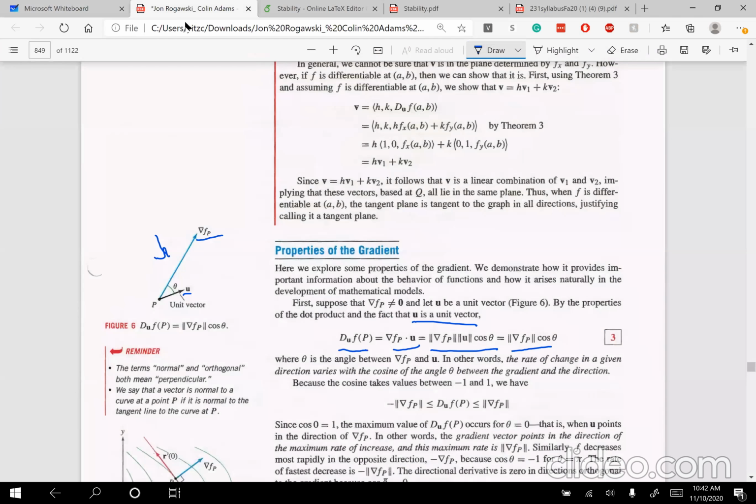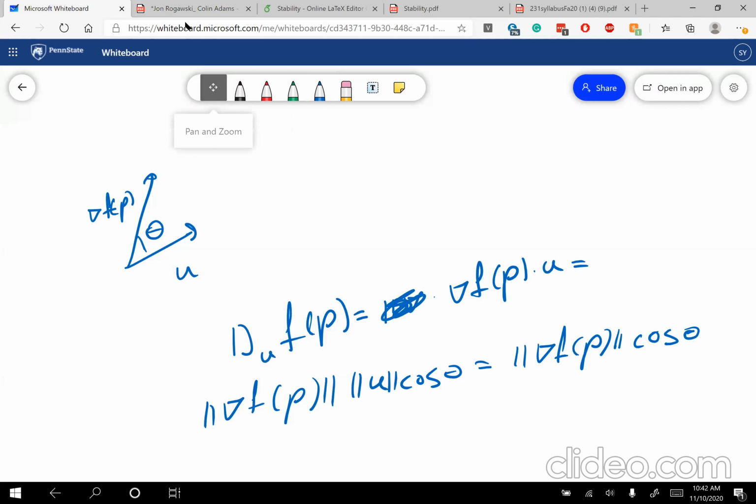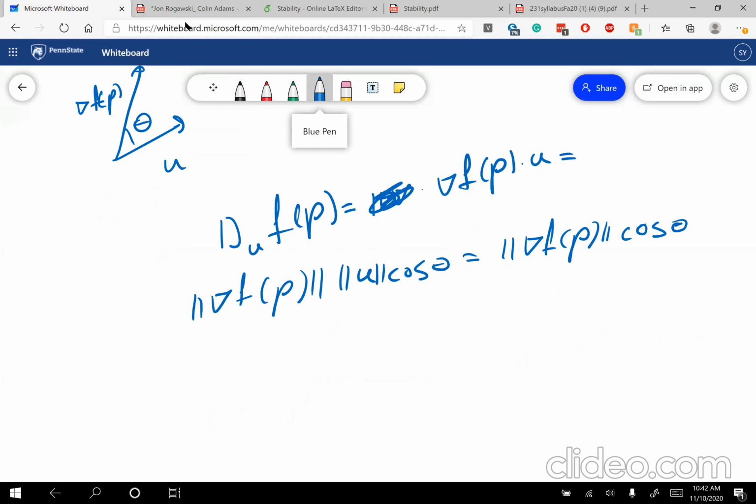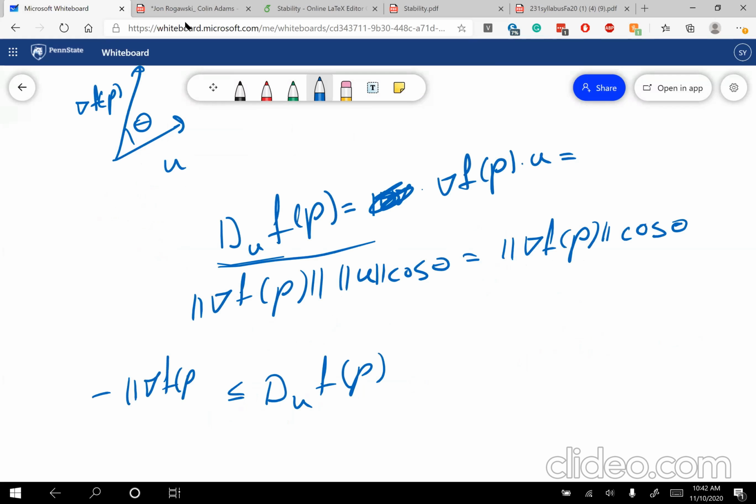So because cosine is between 1 and -1, we can always say that the directional derivative in the direction of u of f at p is less than or equal to the magnitude of the gradient of f at p, and greater than or equal to negative the magnitude of the gradient of f at p. Just because cosine is always bigger than -1 and less than 1.